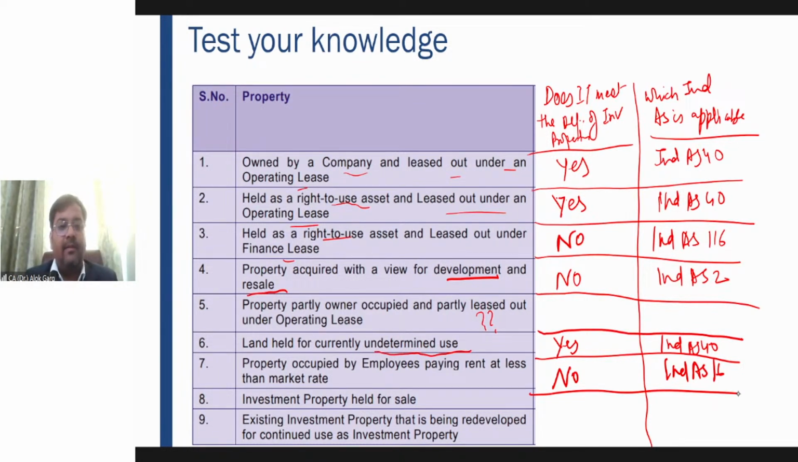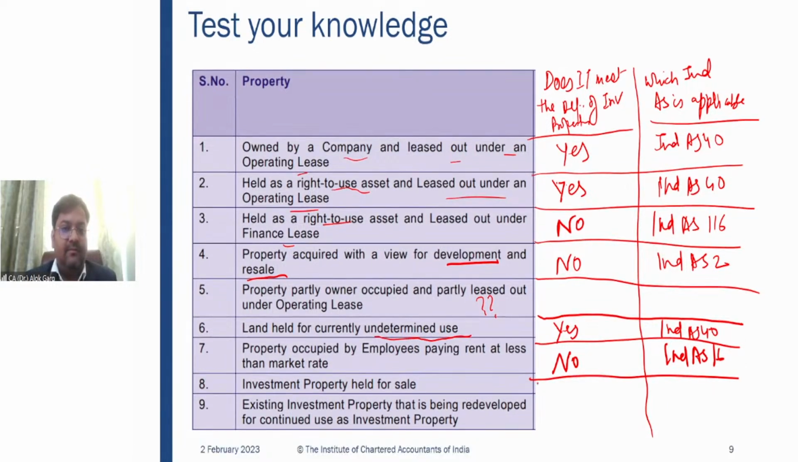Is it clear? Investment property held for sale. So guys, investment property held for sale. There is an investment property, but now it is classified as held for sale. So when an investment property is classified as held for sale, whether it will continue to be shown as an investment property or it will be shown as non-current asset held for sale. Investment property is a non-current asset. If any non-current asset is held for sale, it will be covered under Ind AS 105. It will not be covered under Ind AS 40 or Ind AS 16 or Ind AS 38, right? It will be your Ind AS 105.